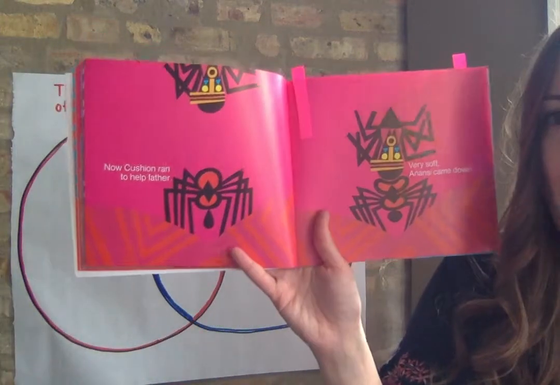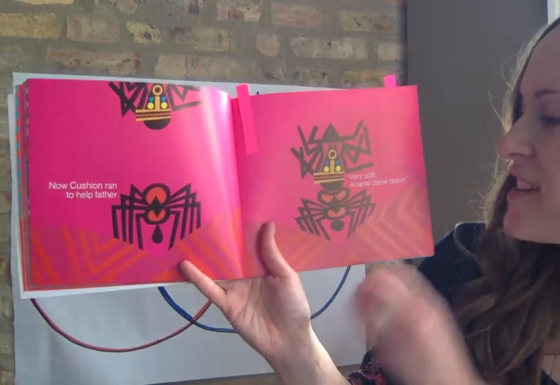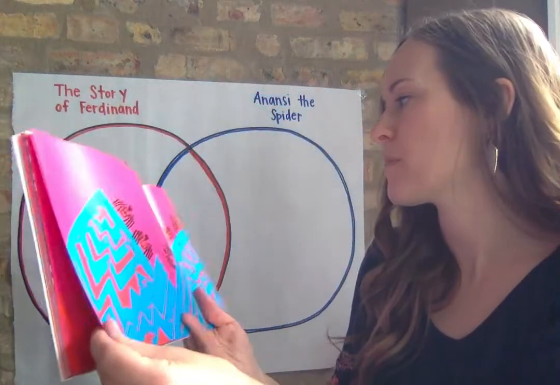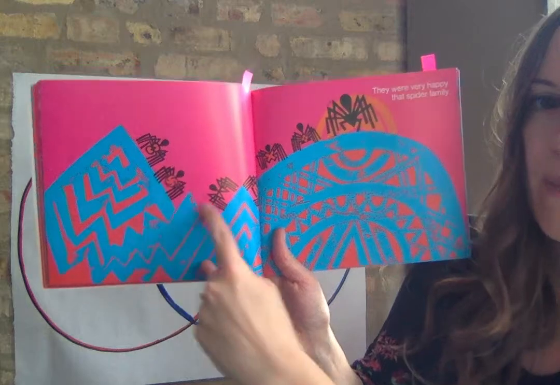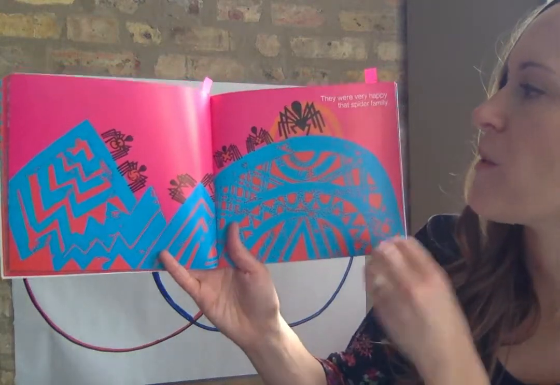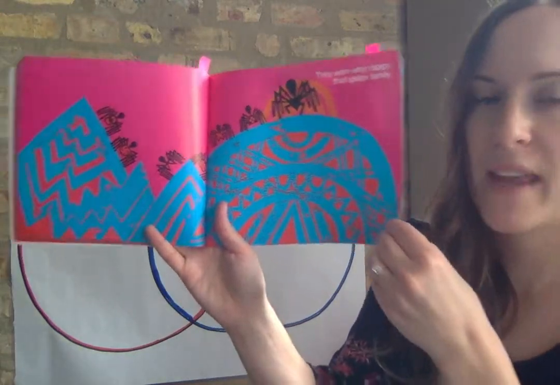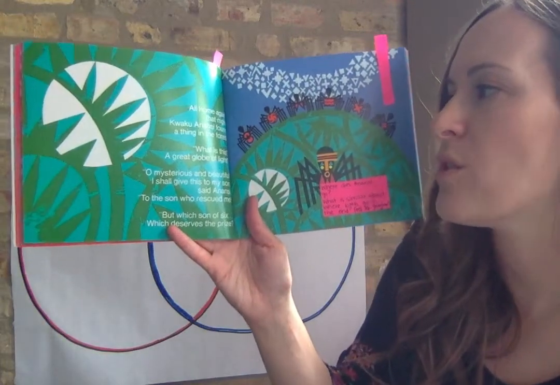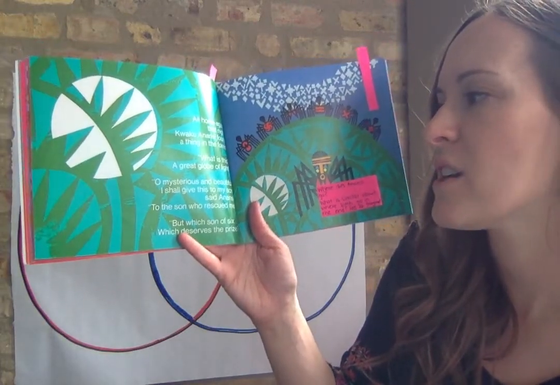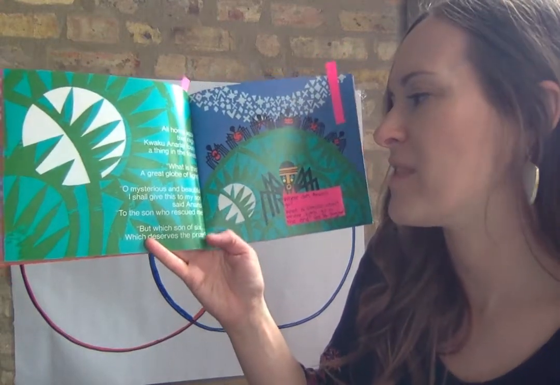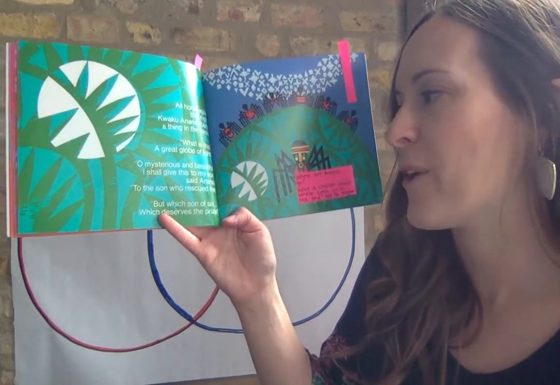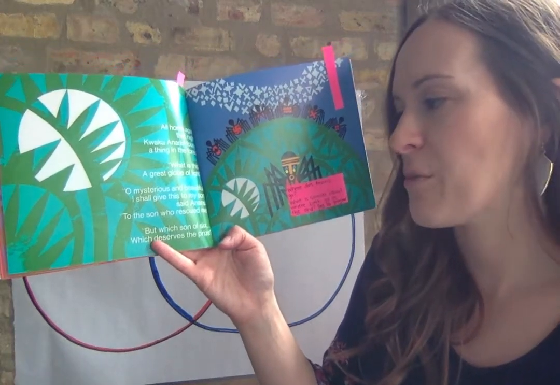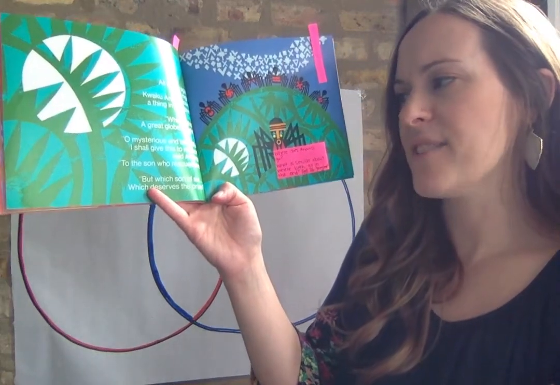Now Cushion ran to help Father. Very soft, Anansi came down. See the spider family walking? They were very happy, that spider family. All home again that night, Kwaku Anansi found a thing in the forest. What is this? A great globe of light. Oh, mysterious and beautiful. I shall give this to my son, said Anansi, to the son who rescued me. But which son of six?